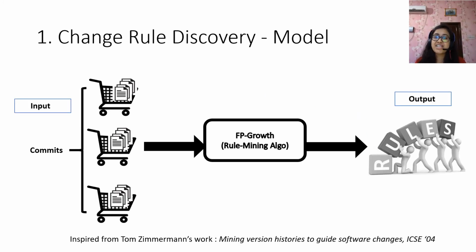Change rule discovery is essentially a market basket analysis model where the input to the system is a set of commits. A commit is nothing but a set of file changes made by the developer at one point in time. A set of such commits is input to a rule mining algorithm, which in our case is FP-growth, and it outputs a set of rules that are basically the correlations across files. This work is inspired by Tom Zimmermann's work on mining version histories to guide software changes.